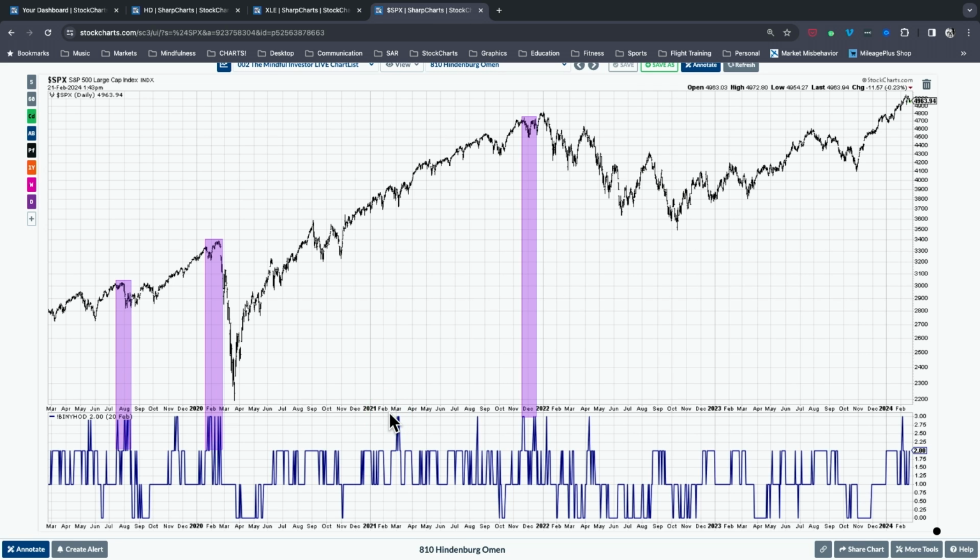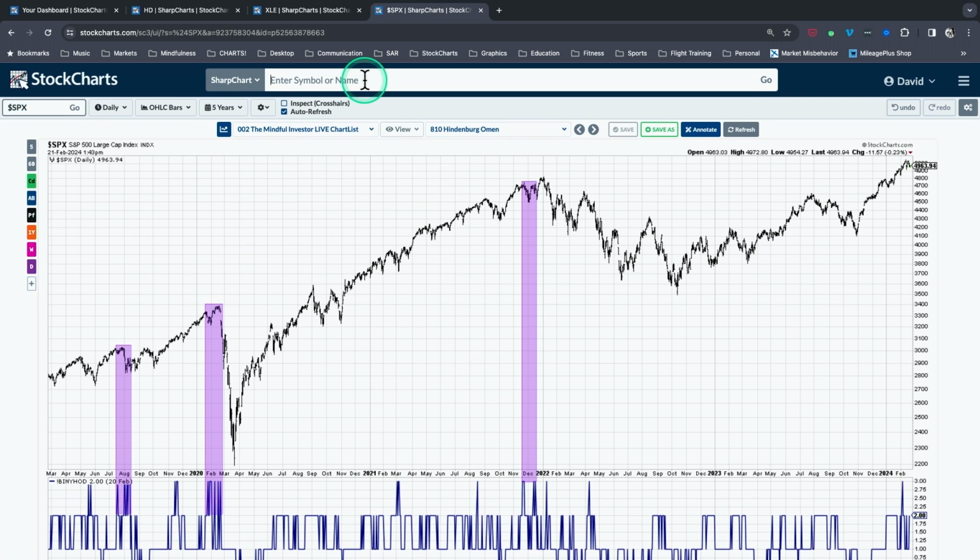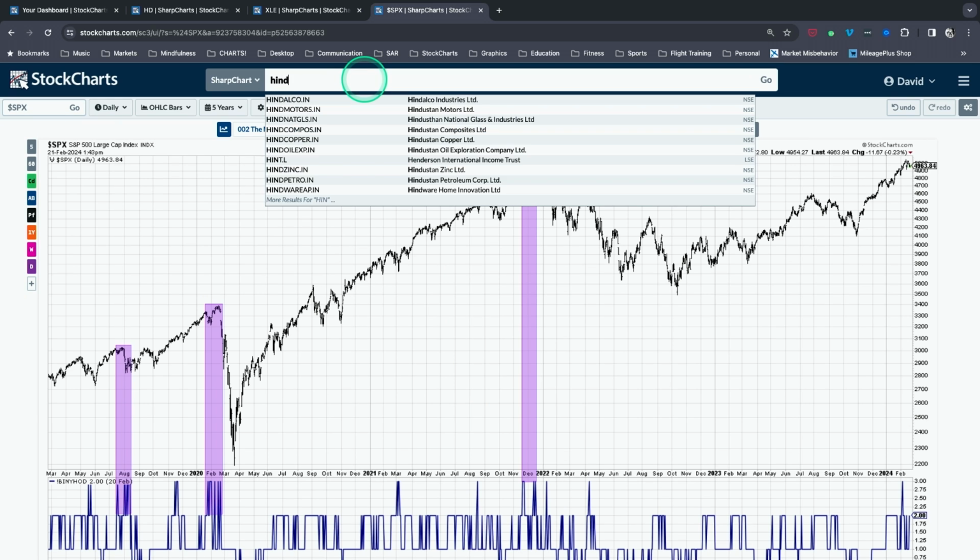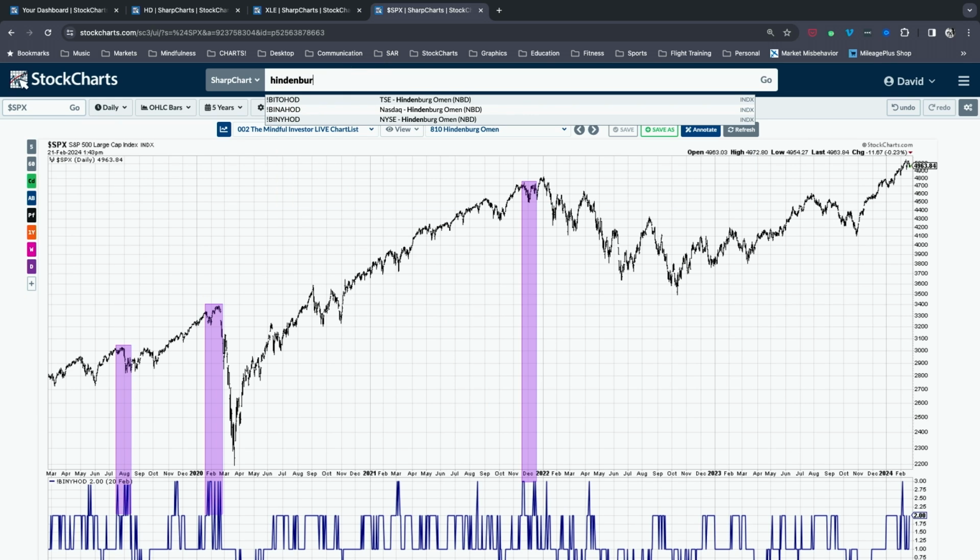Since then, there have been adaptations of the Hindenburg Omen for the NASDAQ and for other things, and all you need to do is at the top here, type Hindenburg, and you will find the 3 tickers. So here's the one for the New York Stock Exchange, there's the one for the NASDAQ, here's the one for the TSE, the Toronto Stock Exchange. Now, to be honest with you, I would argue that Jim's original work was based on the New York Stock Exchange. I really don't pay attention to other versions of that.